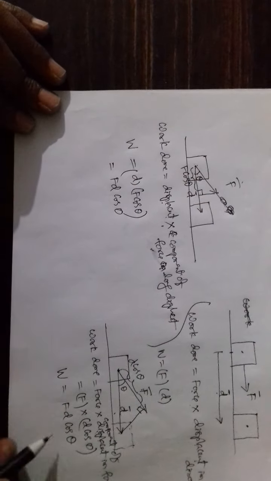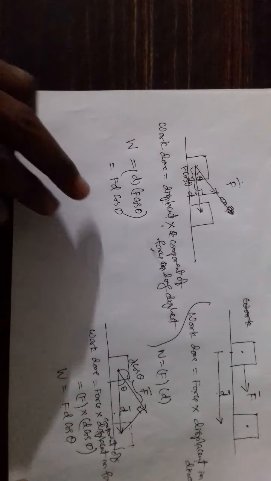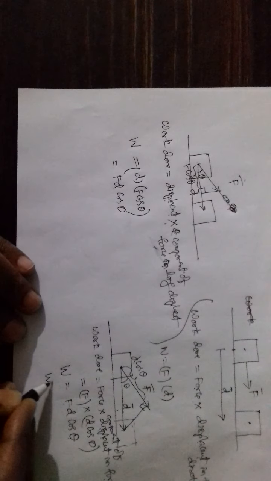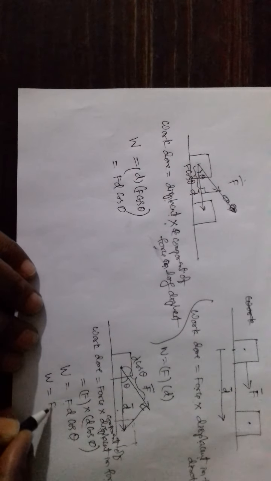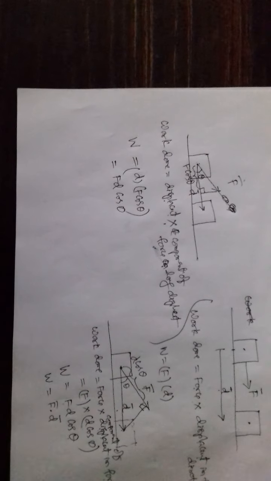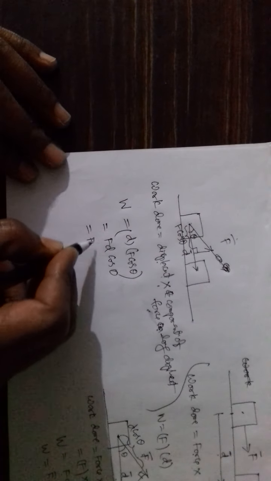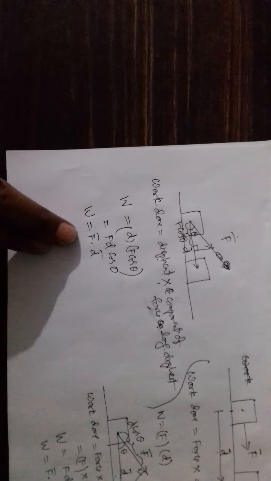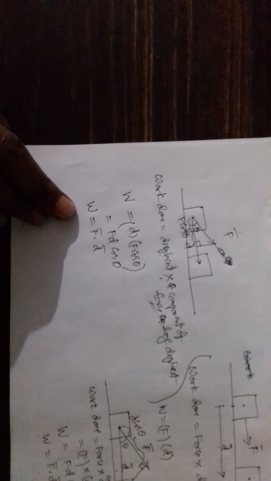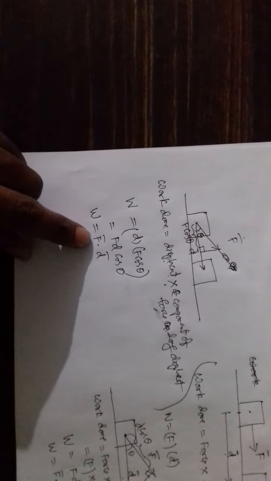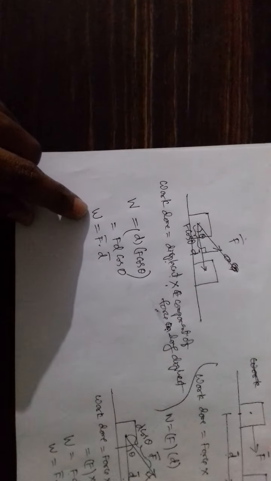So in either case you are getting the same thing. Here also FD cos theta and here also FD cos theta. So mathematically we represent this by F dot D. Here also you write F dot D. So W is defined as F dot D. In this way you define work. And you see, force is a vector, displacement is a vector, but W is a scalar.